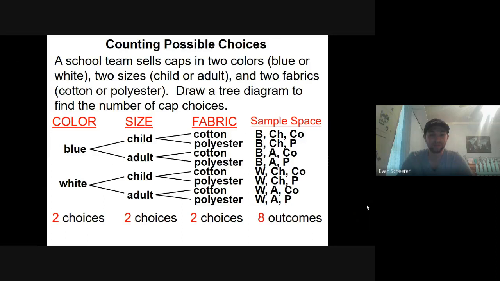2 choices, 2 choices, 2 choices, right? You had 2 choices for color, 2 choices for the size, 2 choices for the fabric. That comes out to 8 choices. So how do you get from 2, 2, 2 to 8? Multiply. You multiply the events. 2 choices times 2 choices times 2 choices give you 8 outcomes. I'll let you guys settle in on that for a second, and then we're going to go to the next slide.